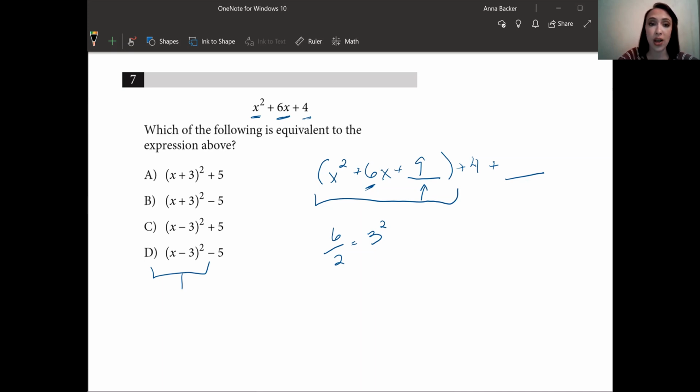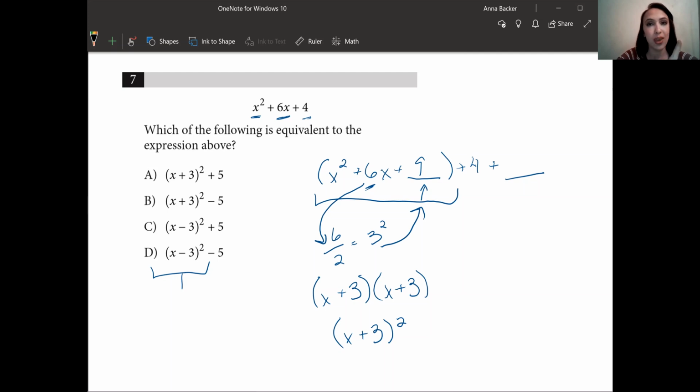If we were to factor x squared plus 6x plus 9, we're going to get x plus 3 times x plus 3, which is the same as x plus 3 quantity squared. Because we have two x plus 3's, we can just rewrite that as x plus 3 squared. So by taking this coefficient, the 6, dividing it by 2, and then squaring it, that gives us the term that we need here.